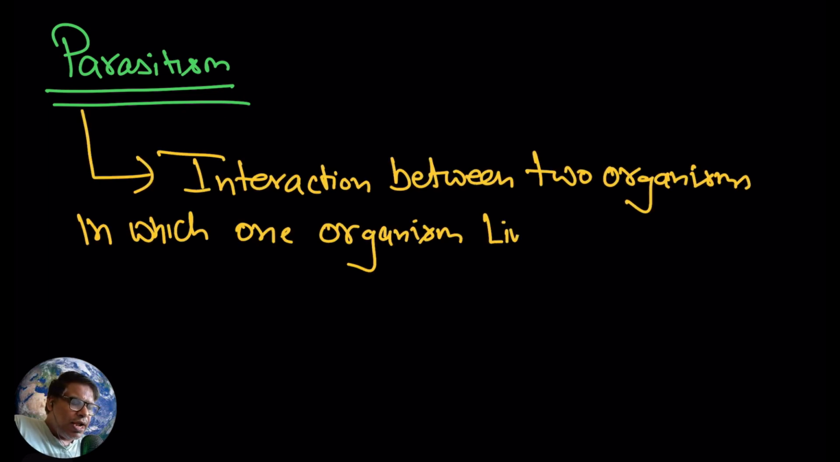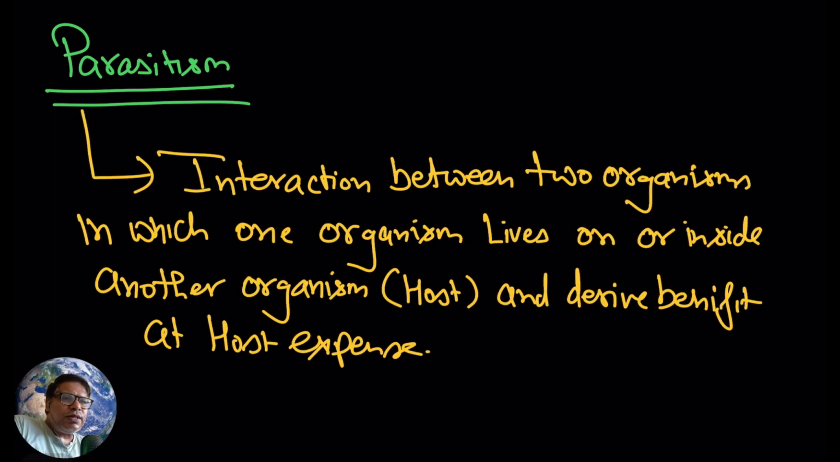Now in the case of parasites, we have to learn these terms also, parasitism. Let's try to understand what parasitism is. Parasitism is the interaction between two organisms in which one organism lives on or inside another organism. As I have told you, there can be ectoparasites or endoparasites.